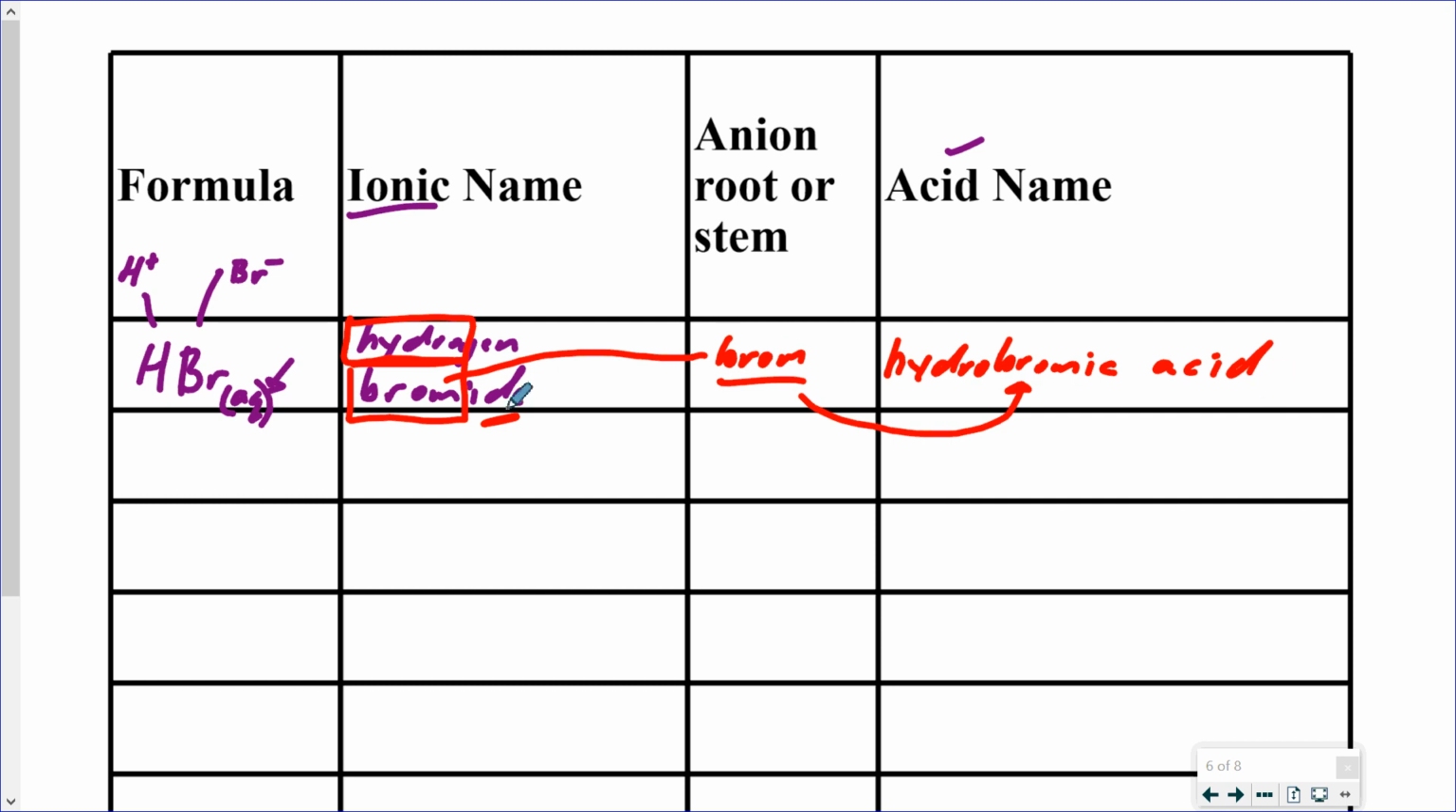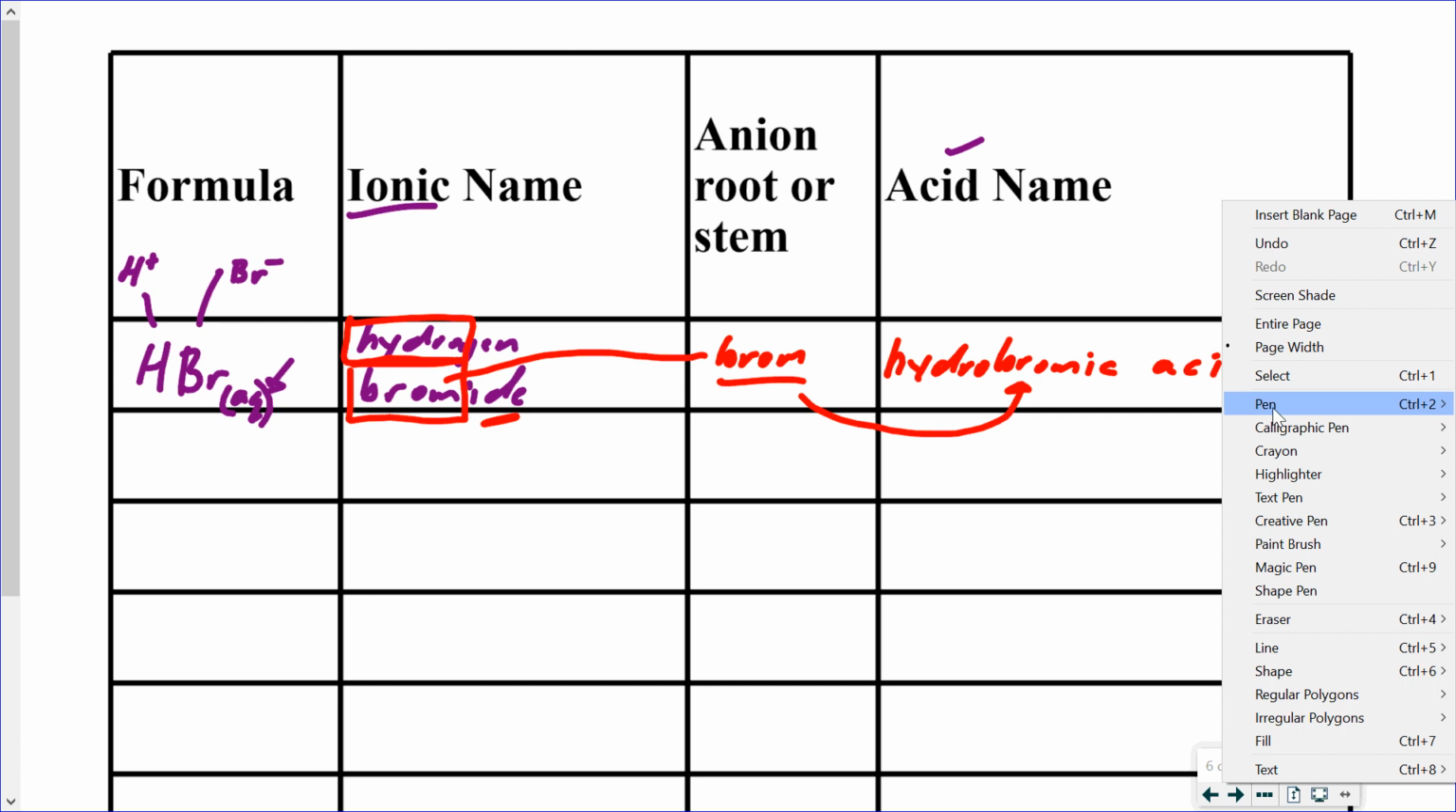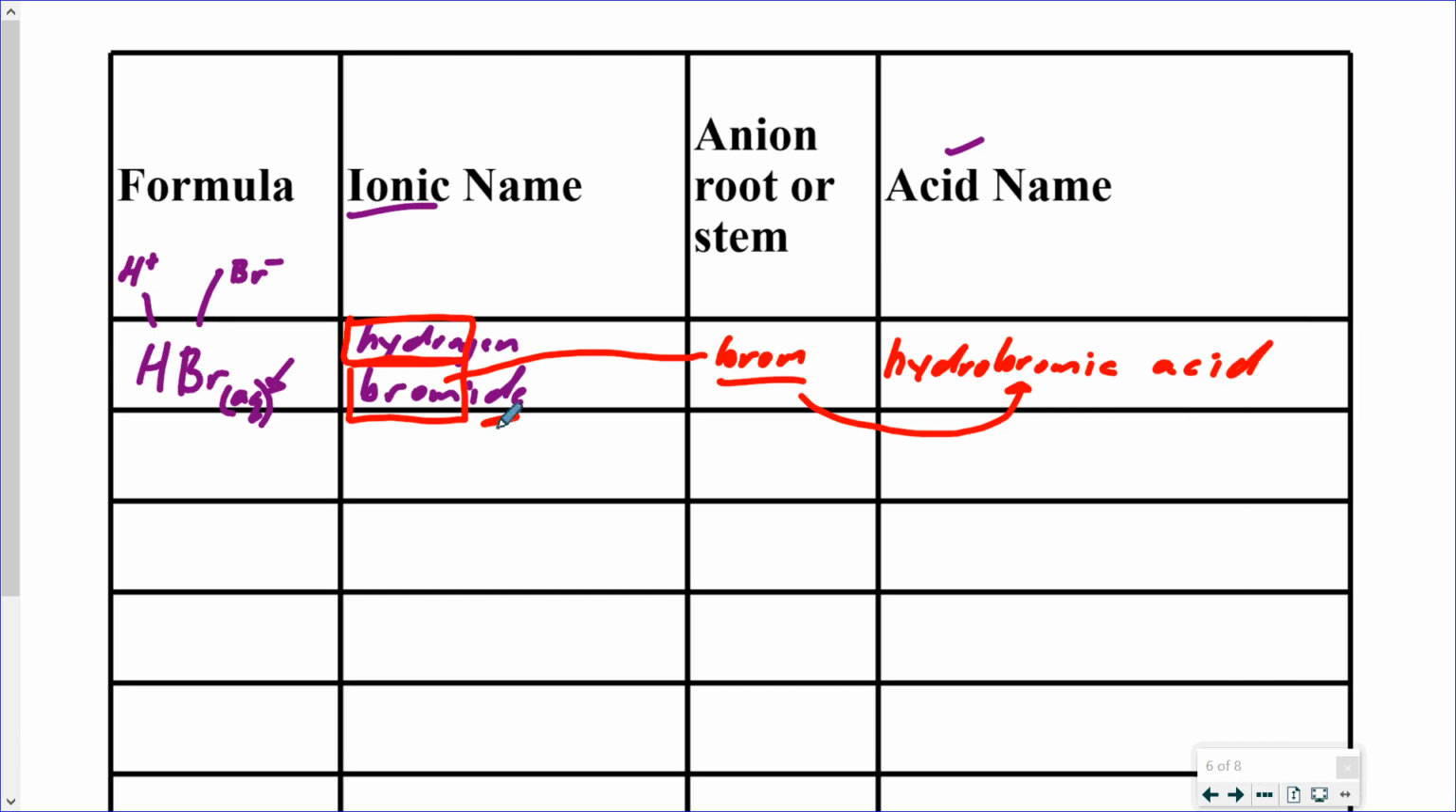It has the ending IDE, so if you take a look at your table for the naming, the rules, it tells you what to do. You need to have the hydro in front. You need to change the ending of the anion to IC, and you need to add in the word acid. Let's do another of the binary ones. These are the ones that are typically a little bit more straightforward. So I'll just do one more of these for the binary.